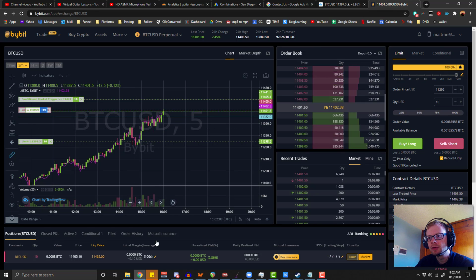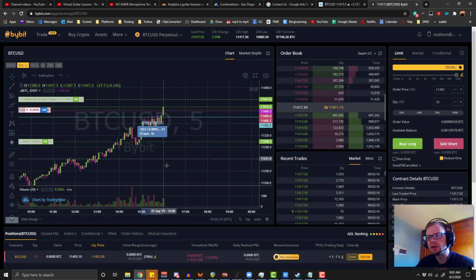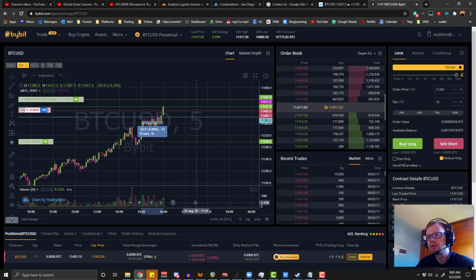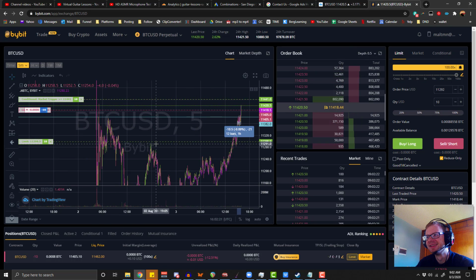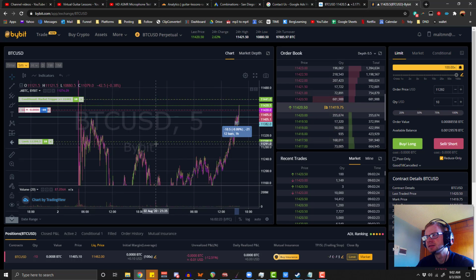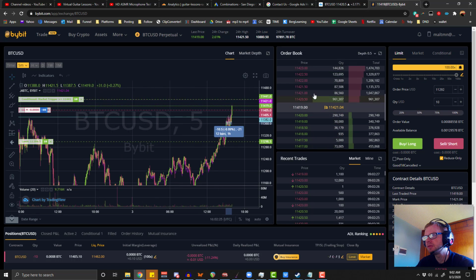We could see here that the previous moves, like if it goes from there, that's an hour. So I'm thinking it's gonna go here. Now, what happens if we get stopped out right here? Well, that would suck.